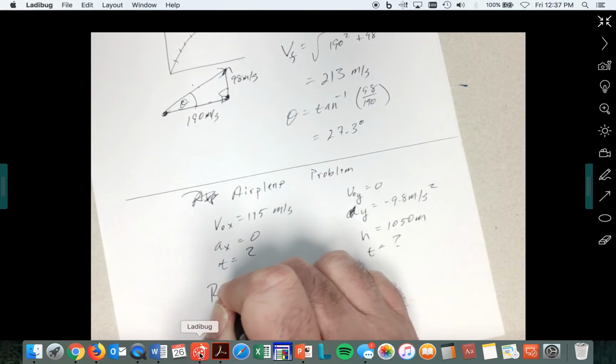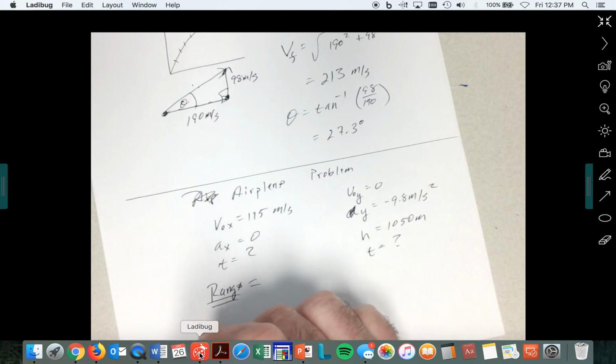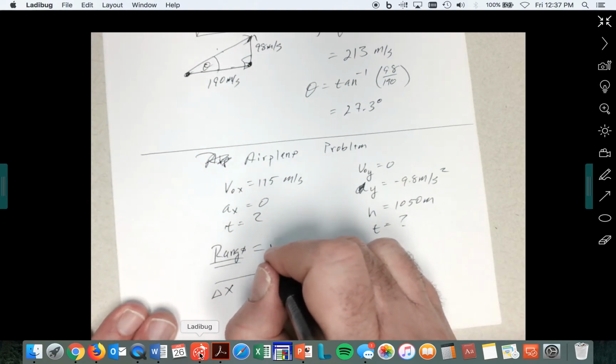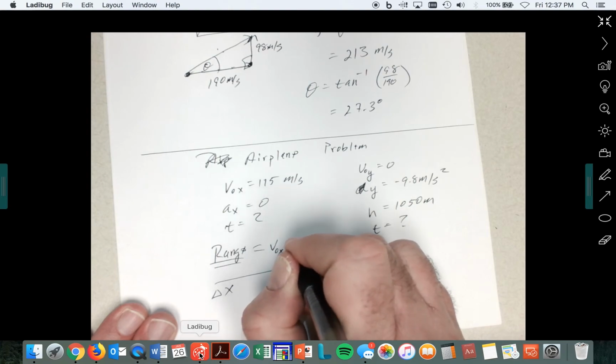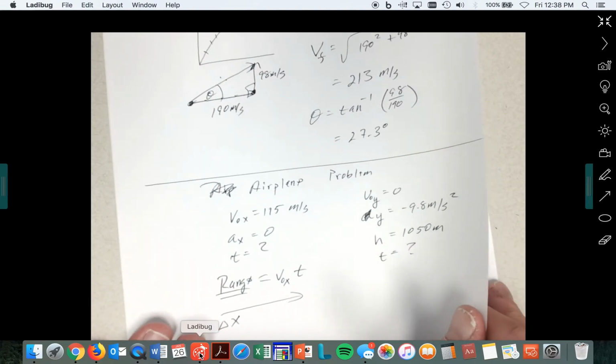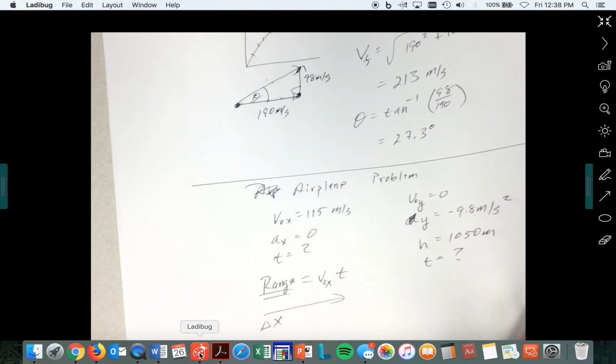I want to find the range of this package, and the range is how far it went this way. It's displacement in the x direction. That's the range, okay? And that will be v naught x times the time that it is in the air, all right? So that's what we're going to do. Let's start with the time one first, and then we'll stop and then finish the problem, okay?